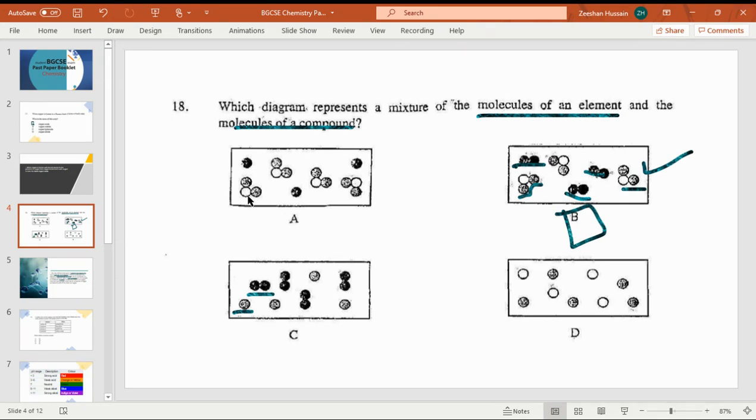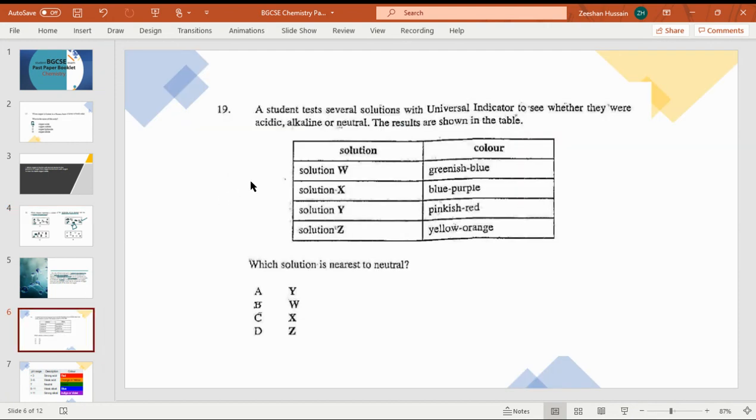And here this is a compound, but here it is not a molecule, it is just a single atom. So all three are not true. This is the right choice, B. Okay, so let's study the next question.